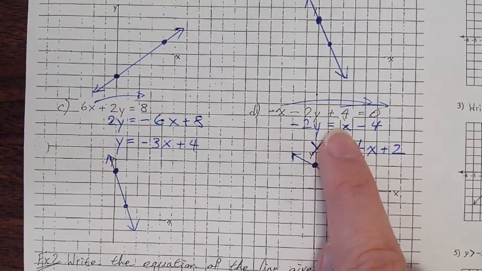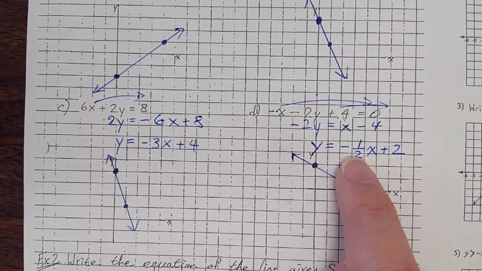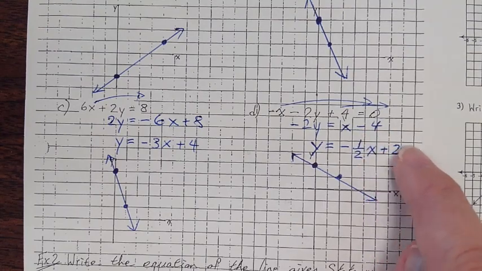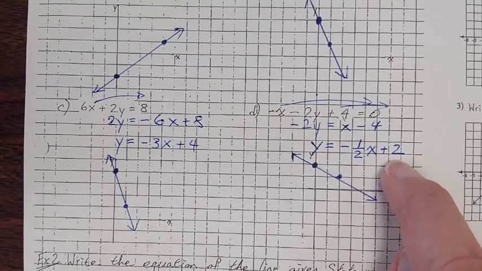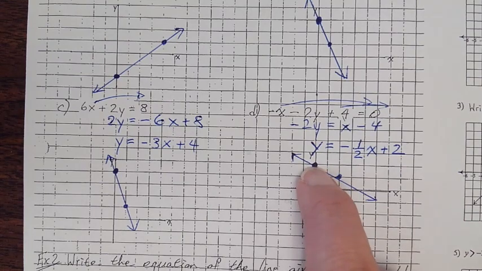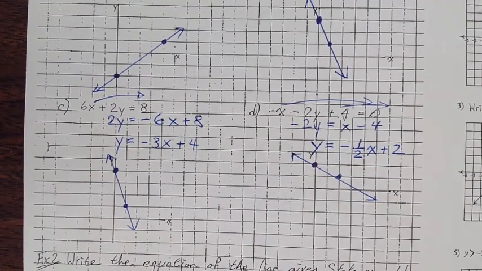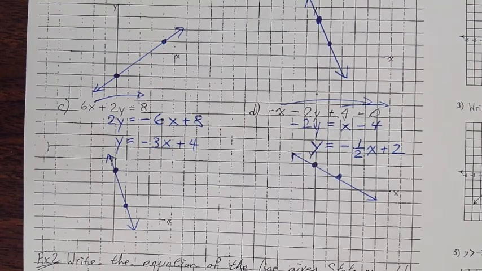Remember, your slope is just a number, no x for your slope. So your slope here, the invisible 1, so negative 1 over 2. Negative 4 divided by negative 2 gives you positive 2. So your y-intercept is plus 2. So here's your y-intercept, down 1, and then over 2 to the right. There's your line with a negative slope. So you need to know how to rearrange equations. You need to know how to graph a line given the equation.